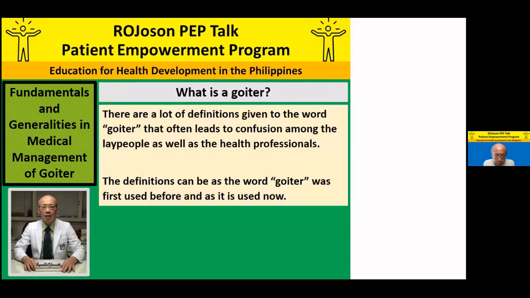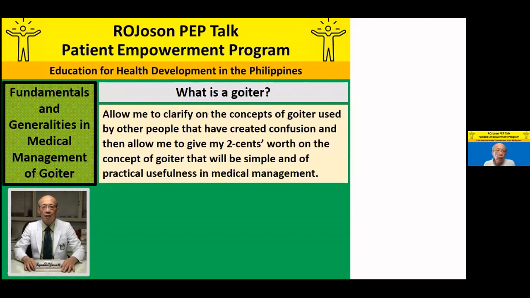What is GOITER? There are a lot of definitions given to the word GOITER that often leads to confusion among the lay people as well as the health professionals. The definition can be as the word goiter was used first, long time ago, before, and as it is used now. Allow me to clarify on the concepts of goiter used by other people that have created confusion, and then allow me to give my 2 cents worth on the concept of goiter that I think will be simple and of practical usefulness in medical management.